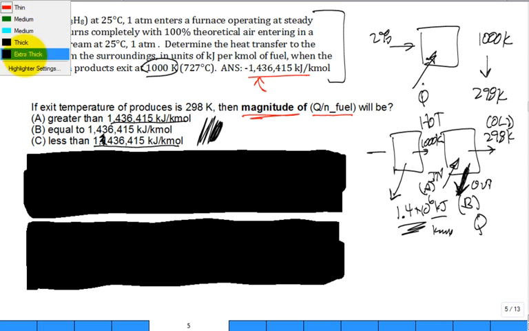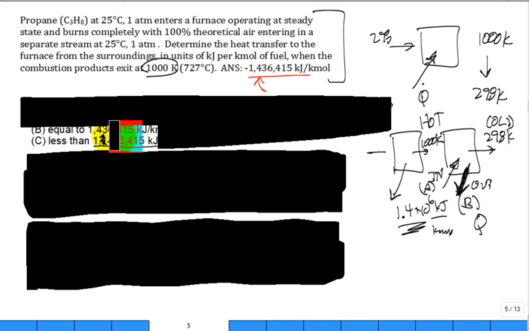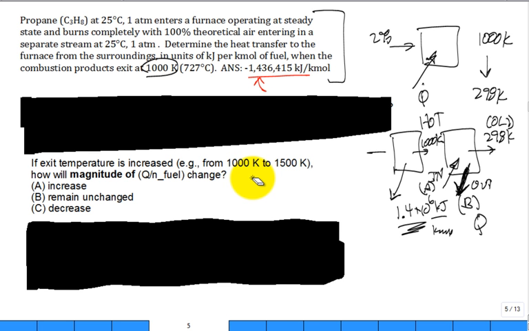Yes or no? I'm going to cover up this one. And if the exit temperature is increased, let's say the exit temperature was 1,000, but now it goes out hotter, 1,500. That's an example of increasing the exit temperature. How will the magnitude, forget the negative sign, we know the direction, it's out of the system. How will the magnitude of Q over NF change?